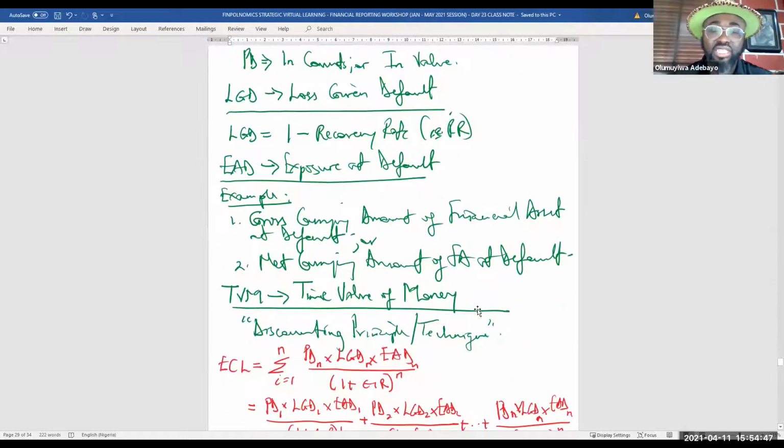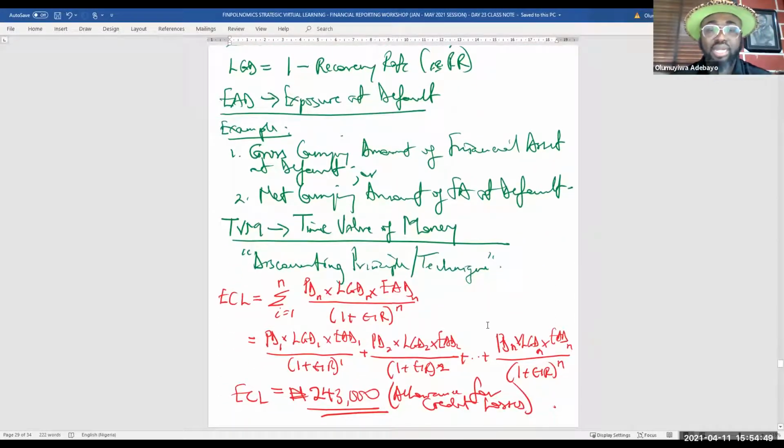Now, the last variable, which is key as a parameter, is the time value of money, which introduces the principle of discounting. And that is what we consider. And that is what gave us this equation, which we'll now try to explain.